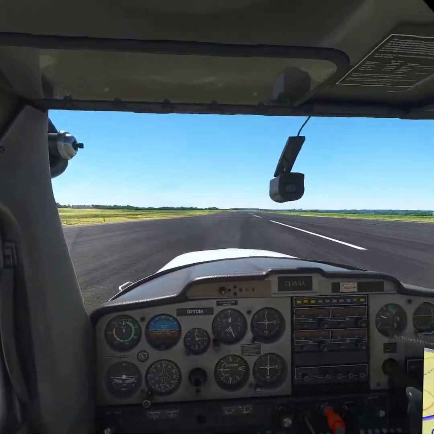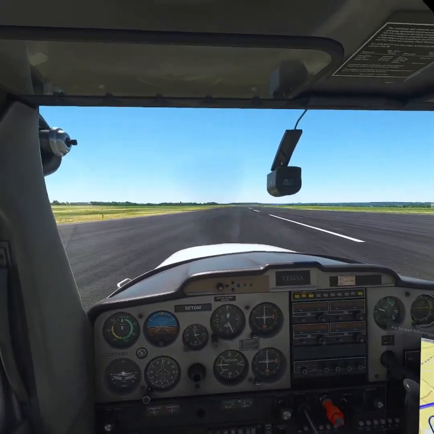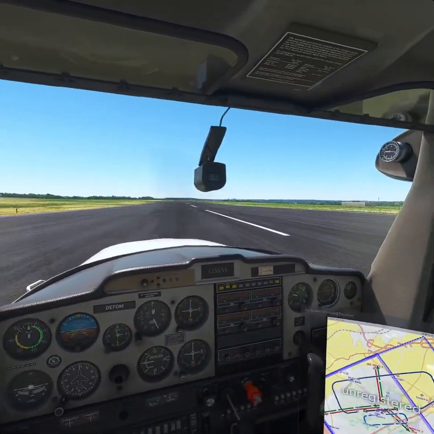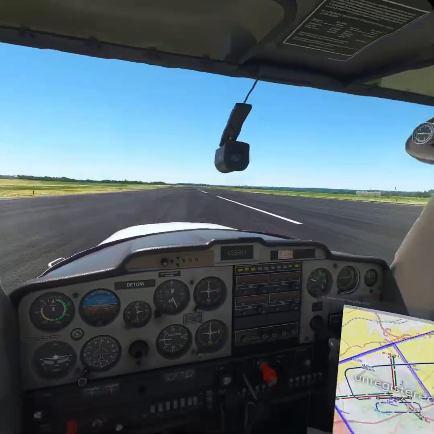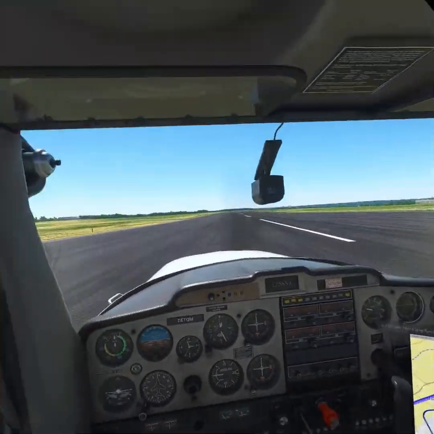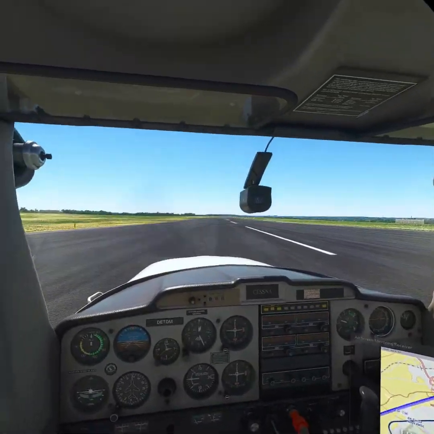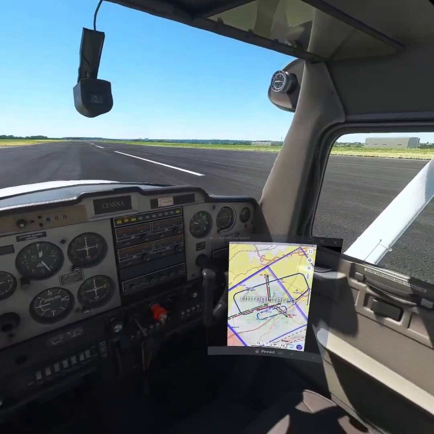Today we are at the Essen Mülheim Airport, Echo Delta Lima Echo. The field elevation is 420 feet. It's a clear day. Today we are just going to do some traffic pattern training. So I'm going to show you how a traffic pattern at Essen Mülheim looks like.